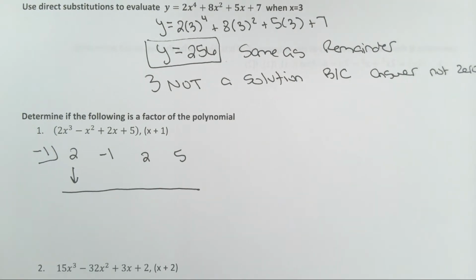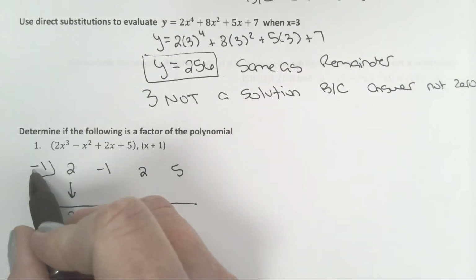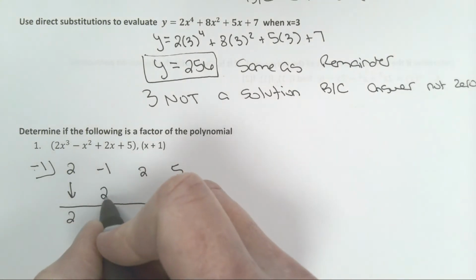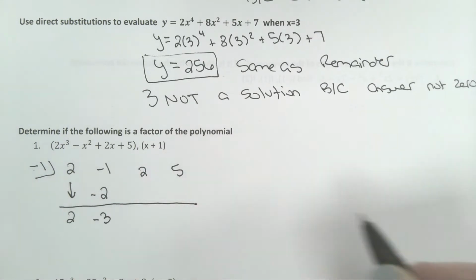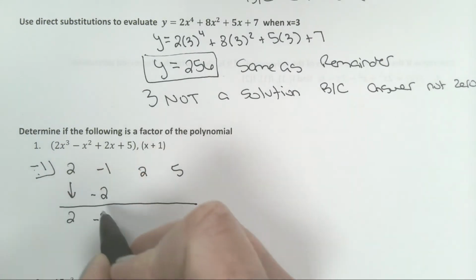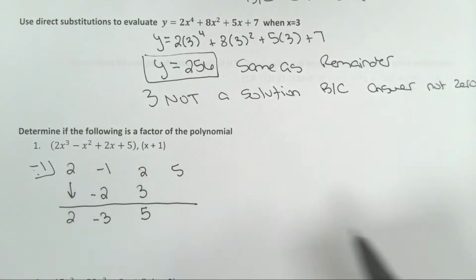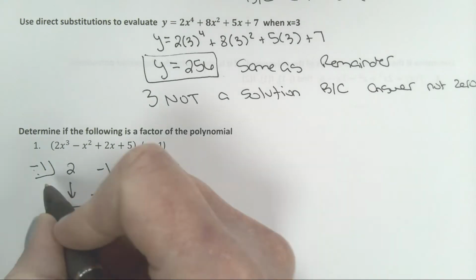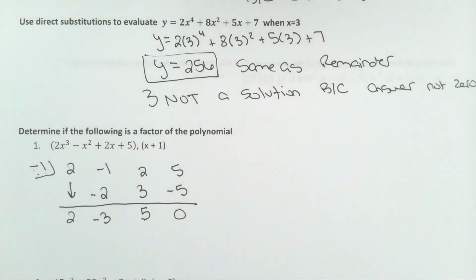Drop the first number straight down, and then multiply. -1 times 2 is -2. Add down. That adds up to -3. Multiply. You get a +3. Add down. Multiply. And add, and I get a 0.